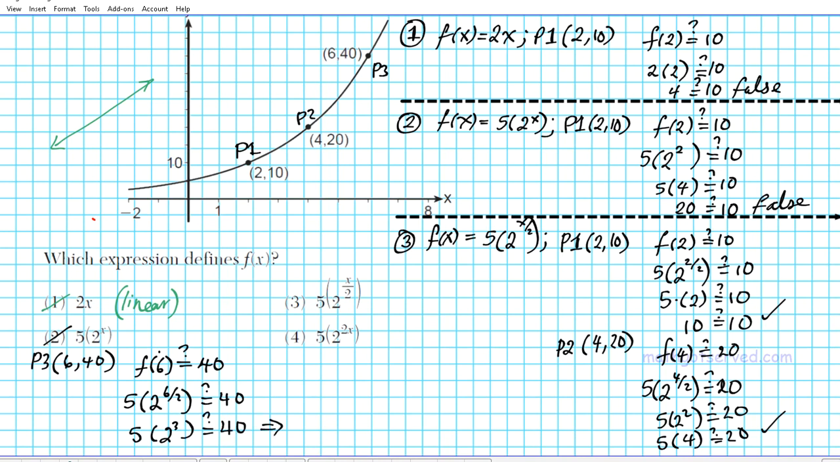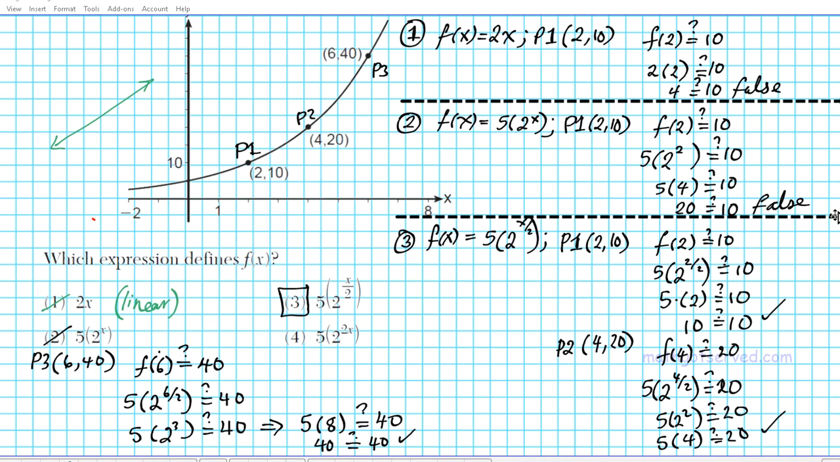And then when we simplify that, 2 to the third is 8, right? So is 5 times 8 equal to 40? 5 times 8 is 40, right? So is 40 equal to 40? It certainly is. So ladies and gentlemen, the correct answer is 5 times 2 raised to the x over 2.